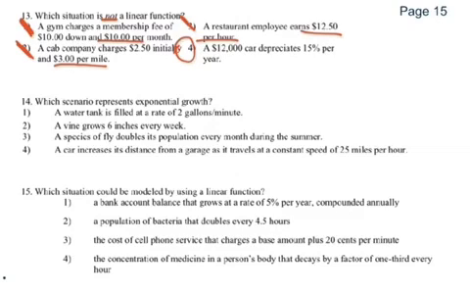Therefore, choice 4 is saying that it's depreciating 15%. So therefore, that is not a constant rate because once you take 15% and you subtract it, then you're taking 15% of a smaller number. Therefore, it has to be choice 4.